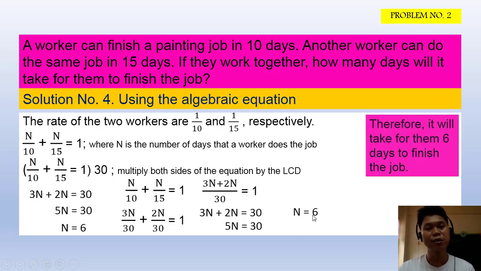Therefore, the value of n is 6, and the number of days it will take for the two workers to finish the painting job is 6 days. Using 4 solutions, the same result came out. Okay, so that's all for today.